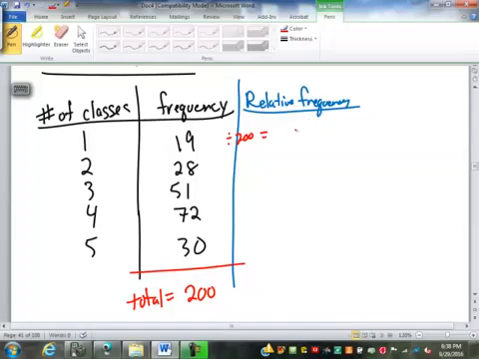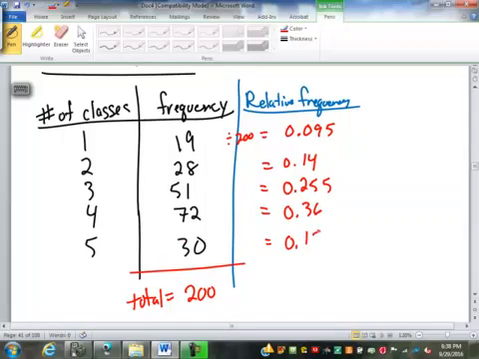19 divided by 200 is 0.095. Yep. 28 divided by 200, 0.14. 51 divided by 200, 0.255. 72 divided by 200, 0.36. And 30 divided by 200, 0.15. Those are relative frequencies. They better add up to 1.000. We're really close to it. In this case, we didn't round any of them off, so it better be exactly 1.000.